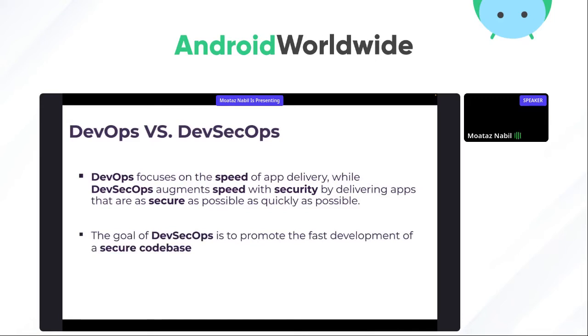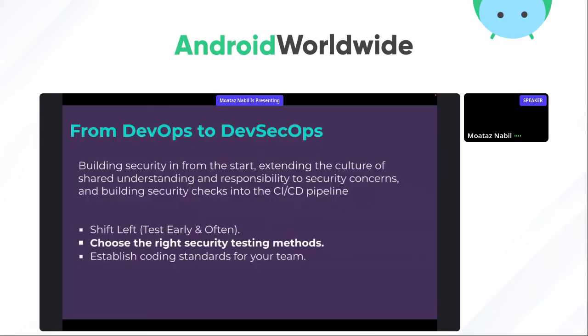The goal of DevSecOps is to promote the fast development of a secure code base. So here, as I mentioned, we have static security testing, which can be run against the code base without building the application. And we have dynamic testing, where we build the APK and then start scanning the application against other security checks. So it's about a secure code base, and also securing the application with its functionality and other things.